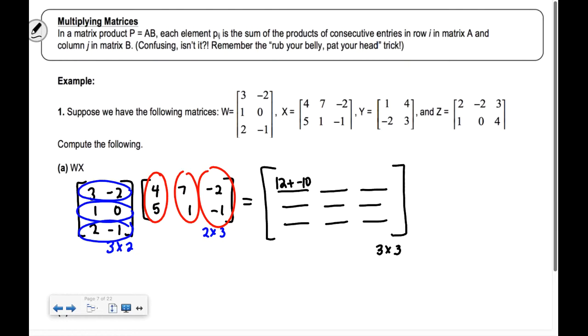All right, next spot. We're still in the first row, but now we're in the second column. So first numbers, 3 and 7 make 21. Move. -2. 21 plus -2 is what goes in the next spot. Don't panic. You got this. You can write the answer. That's fine. All right, next up. First row, third column, right? 3 times -2, -6. Move. -2 times -1, 2. So I have -6 plus 2. It goes in that third spot.